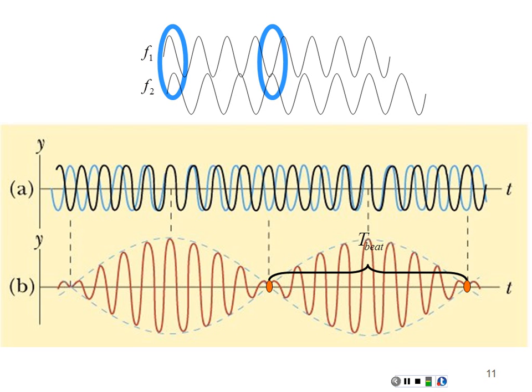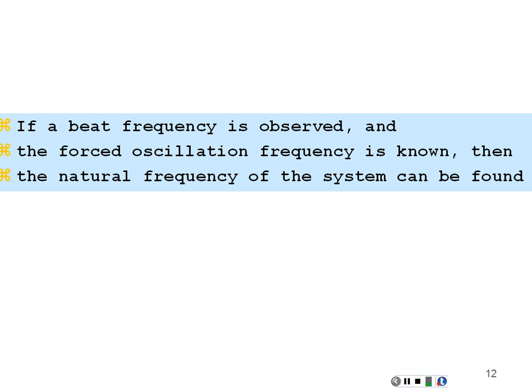The time between these beats, these nodes, is our beat period. 1 over that will be our beat frequency. You can measure this beat frequency, or this period, go 1 over it, and that should be equal to the difference between your interfering frequencies.